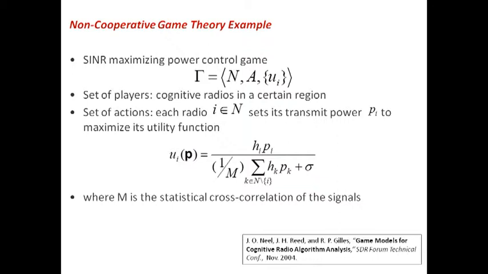The game is made up of a set of players, which are the users, the radios in this case, a set of actions, which is the transmit power level for each user, so that's the action of each user, and a set of utility functions, which is basically a signal to noise and interference ratio type of utility function. So each radio i belonging to N sets its transmit power P sub i to maximize some utility function. Notice that the utility function is a function of the vector P, the vector of all of the transmit powers of all of the N radios.